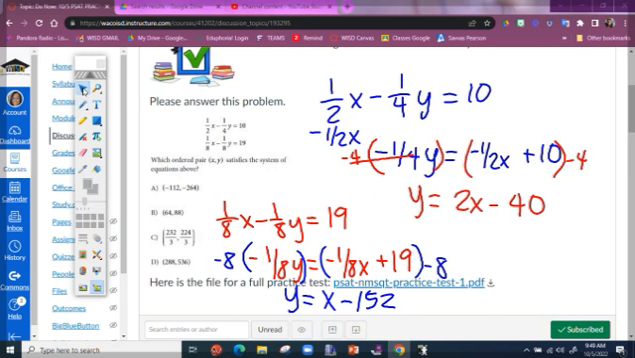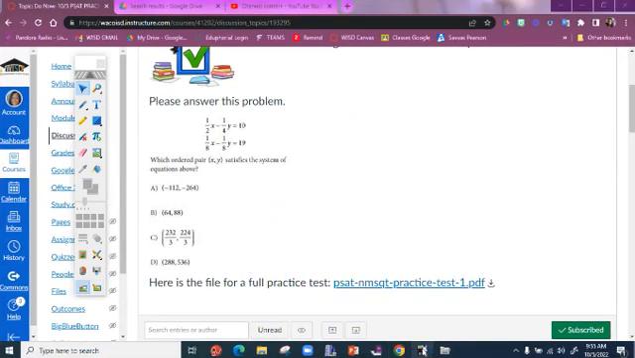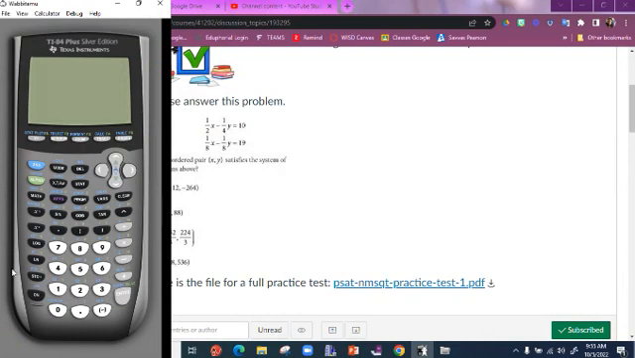So we're going to graph. I have to unfreeze the screen so that... Come on. Okay, so we're graphing. We're going to go to y equals.